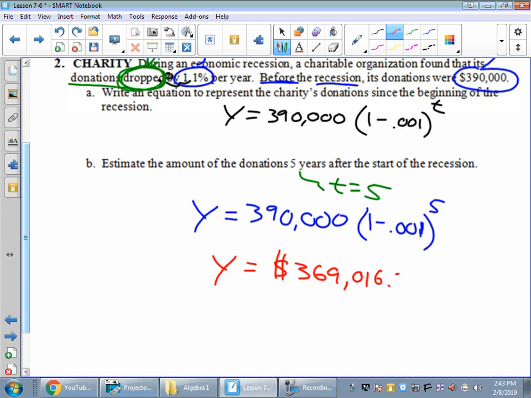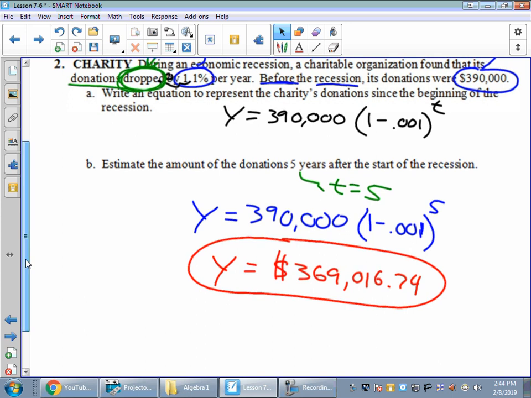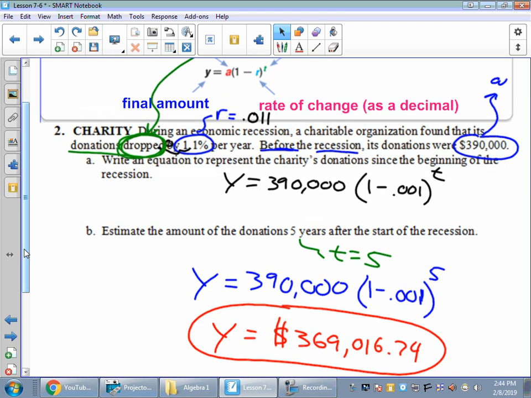369,016.74. Here I went to 2 decimal places because we're talking money, so we go to cents. And there's an example of exponential decay. Again, look for keywords like dropped or falling or something like that to make sure that we have our exponential decay in there.